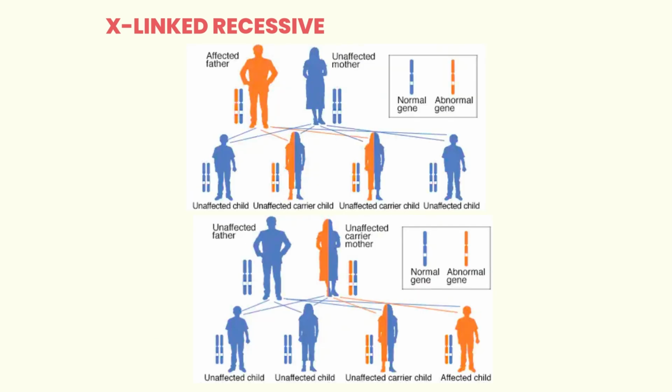Again, the first scenario is it's the father that is carrying this affected X chromosome, and then their offspring would be carriers. As for the second scenario, if the carrier is the mother, she would pass along the abnormal gene to a male offspring and he would be affected, or she could pass along another carrier gene.